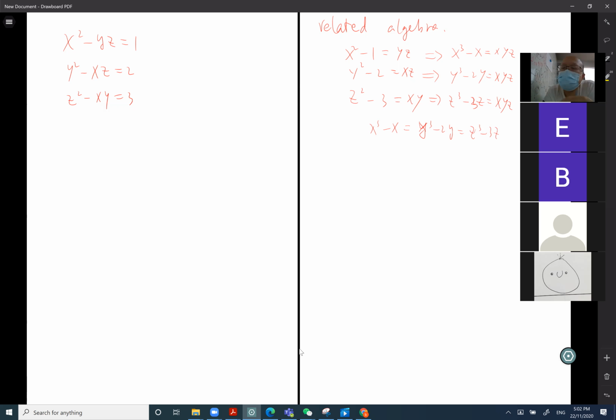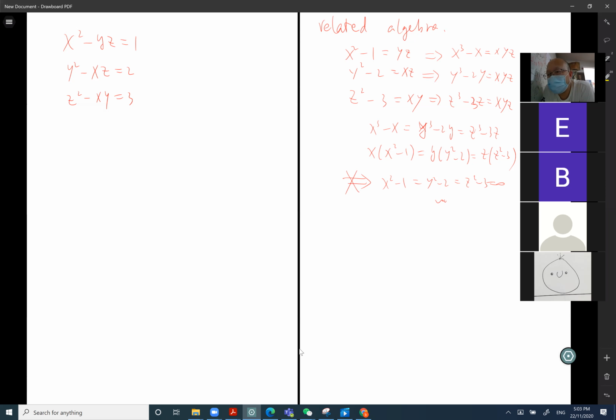Like here, that's how they are working for this one. And of course, some guy wrote this way and just said x squared minus 1 equals y squared minus 2 equals z squared minus 3 equals 0, which is not right. You cannot derive from the top one to this one. Okay, we cannot do that.